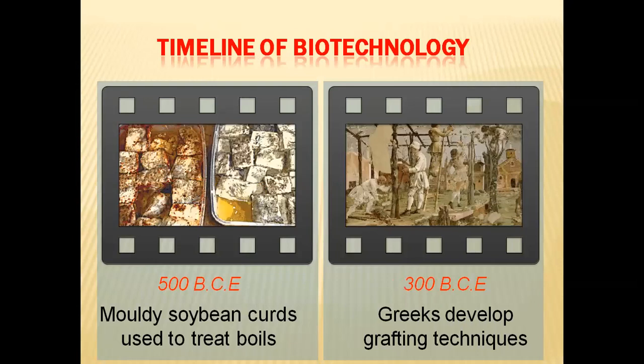And 2,500 years ago, mildly soybean curds were used to treat boils. So soybean and curd, these things were used to treat the boils or sores of the patients. These things were utilized around 2,500 years ago. And 2,300 years ago, Greek people developed grafting techniques. So grafting techniques, still we use grafting in plants. This grafting technique was first developed by Greeks around 2,300 years ago.